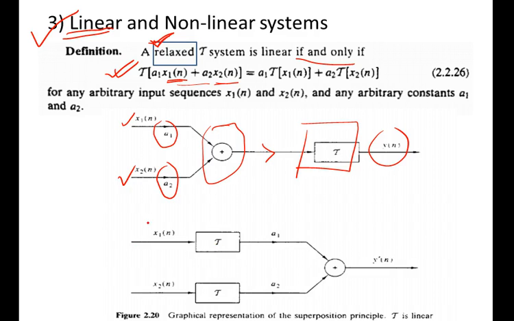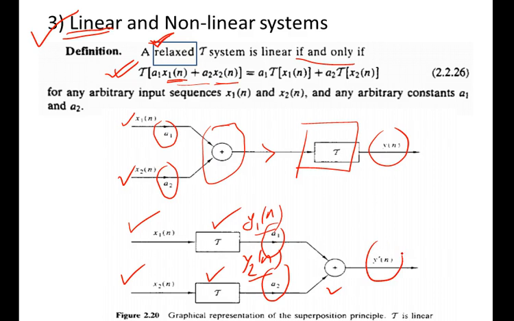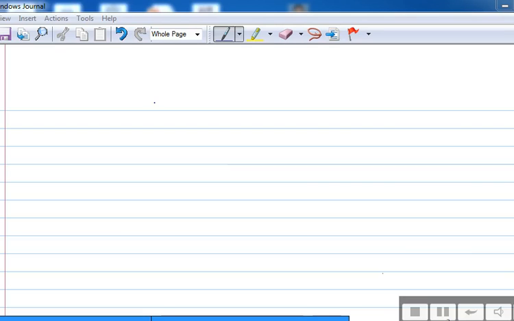What we do next, we give x1 and x2 separately to the same system T, and see the outputs y1(n) and y2(n). Now y1(n) and y2(n) are multiplied by a1 and a2 respectively, then added, and this is called y'(n). If this y'(n) and y(n) are the same, then we say the system is linear, otherwise the system is non-linear. Okay, so I consider one example.